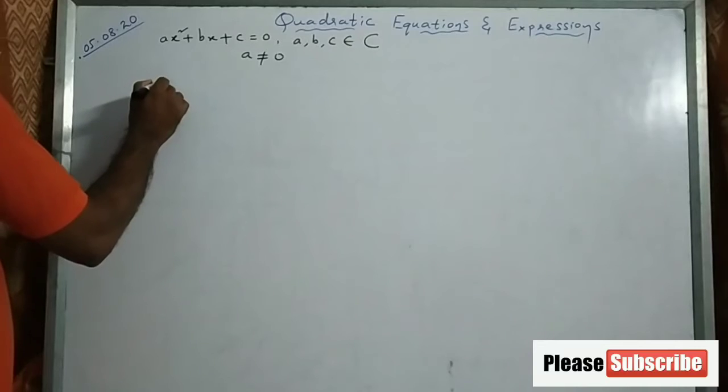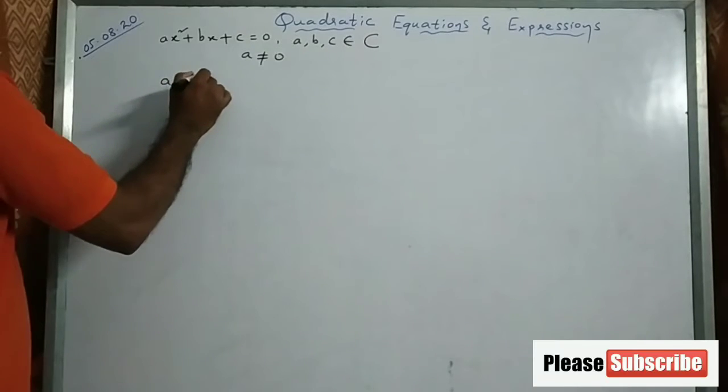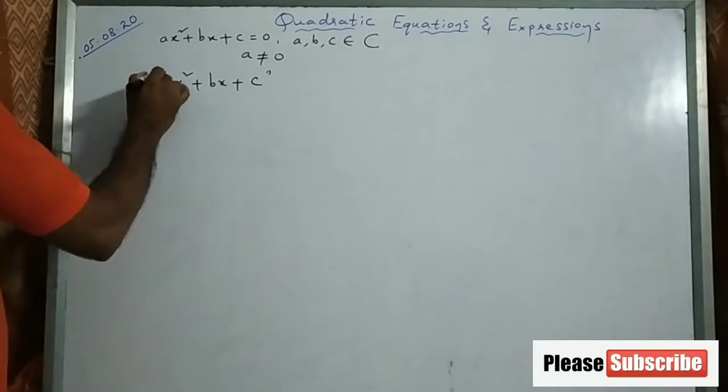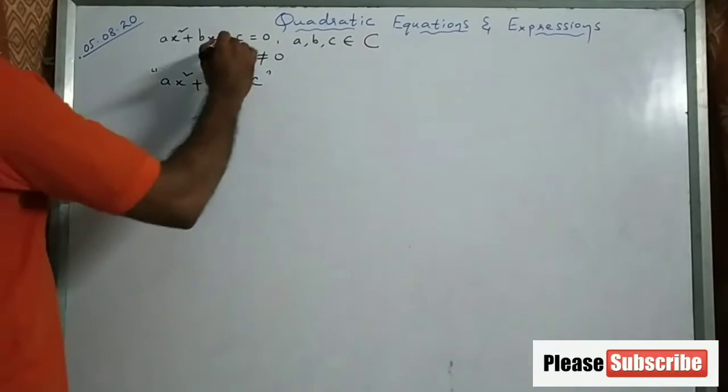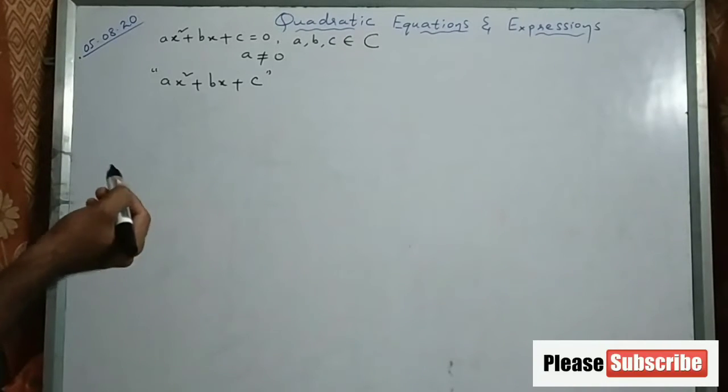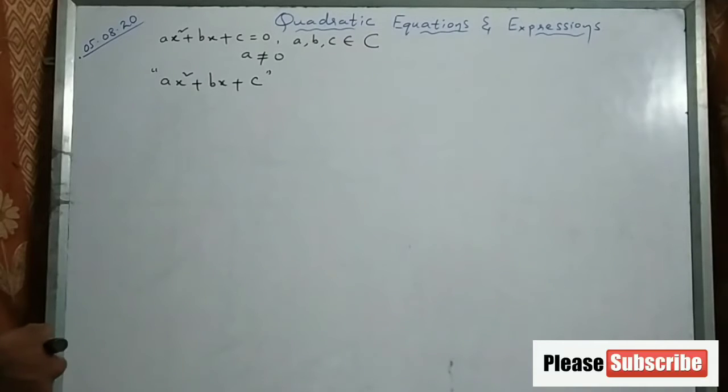Expression is similar, but there is no equal to 0. If there is equal to 0, that is an equation. If there is no equal to 0, that is called an expression. So, in this topic, let us see the nature of the quadratic equations and expressions.